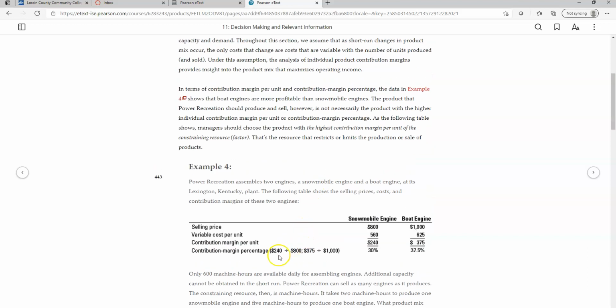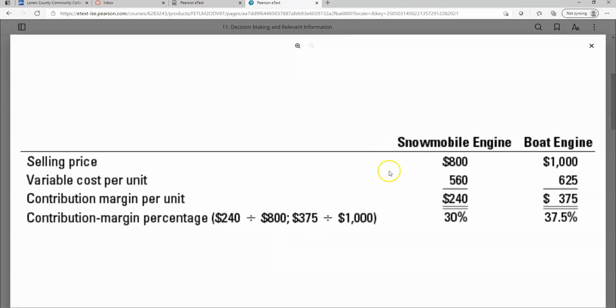Now, let's take a look at Power Recreation. They assemble 2 engines, one for snowmobiles and one for boats. Here's the basic information about the snowmobile engine and the boat engine. The snowmobile engine has a dollar-wise contribution margin per unit of $240. The boat engine has a contribution margin of $375 per unit.